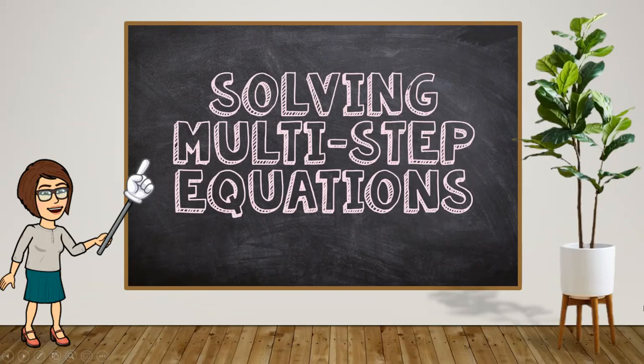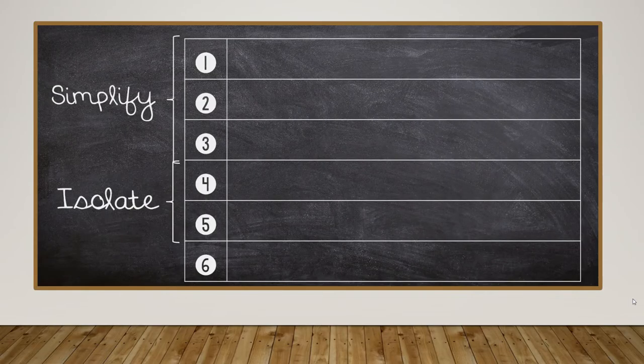Today we are solving multi-step equations. When we have multiple step equations, it's important that we go in this order. Step 1 is to distribute if you have a number in front of parentheses.